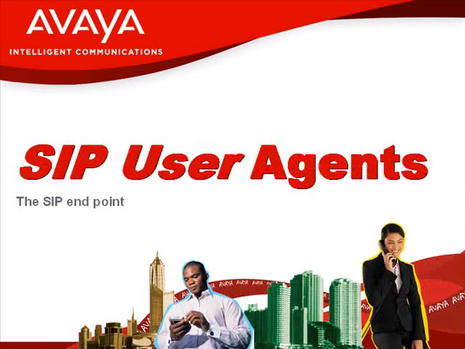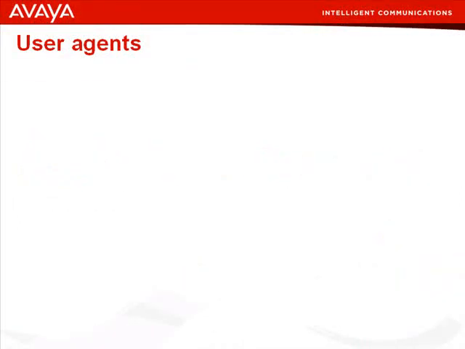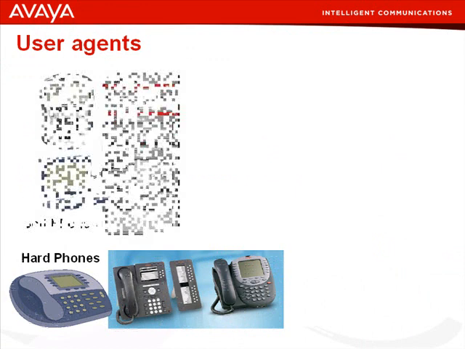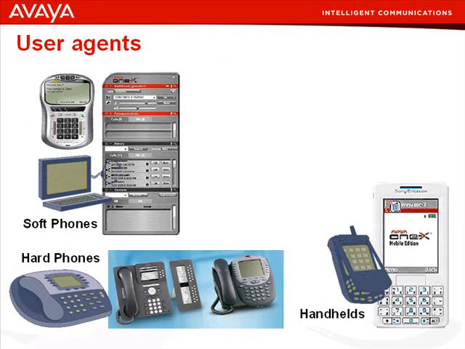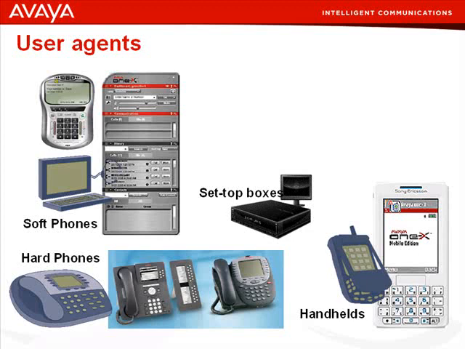User agents are SIP endpoints, and they come in all shapes and sizes, hard phones, soft phones that run on a PC, and handhelds. Now, they're the equivalent of the regular telephone, in that it's the device we use to set up our communications. We even get SIP user agents built into devices you wouldn't normally associate with communications, like TV set-top boxes and gaming machines. You see, SIP communications are not just for human voice conversations. SIP is happy to set up any communication for anything, for any purpose.